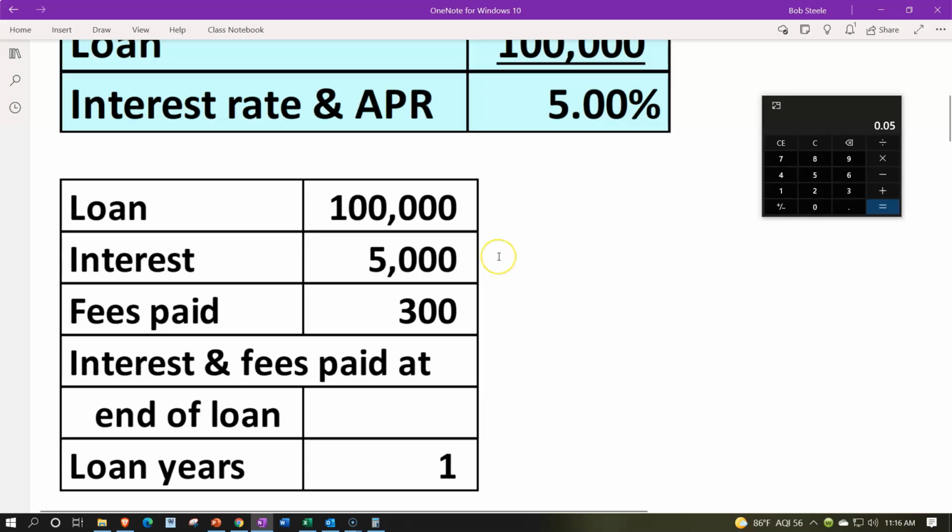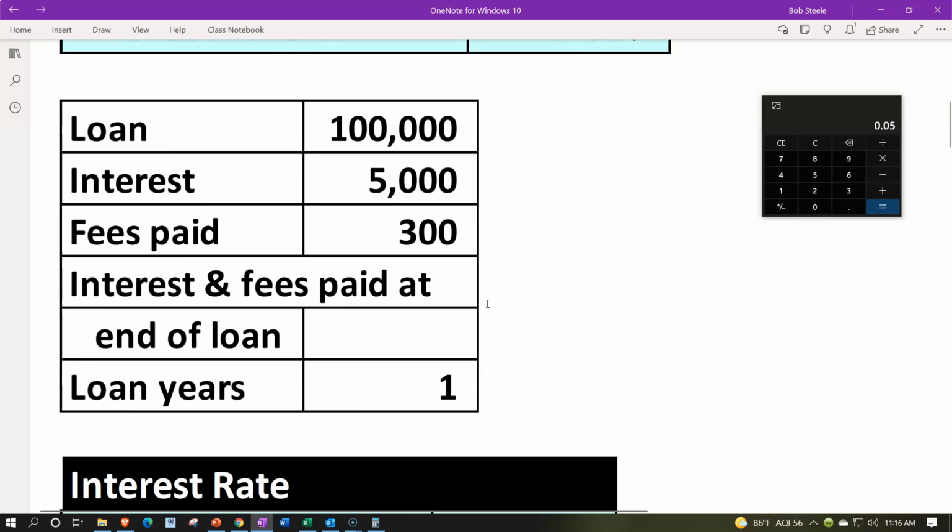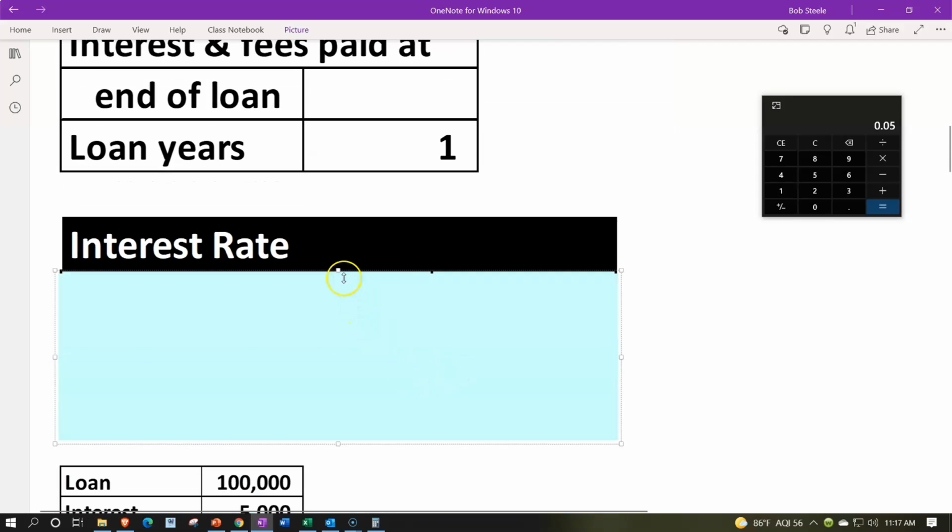So we've got the 100,000 loan, 5,000 in interest, and fees, and we're going to imagine everything is paid back once again at the end, both fees and interest, which is a little bit different than some loans might be set up, but that's how we'll set it up first. And then we'll take a little bit of an alteration look at that in a second. So we have the interest and fees paid at the end. The calculation here would look something like this.